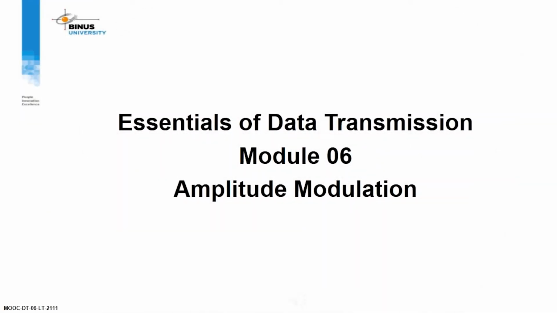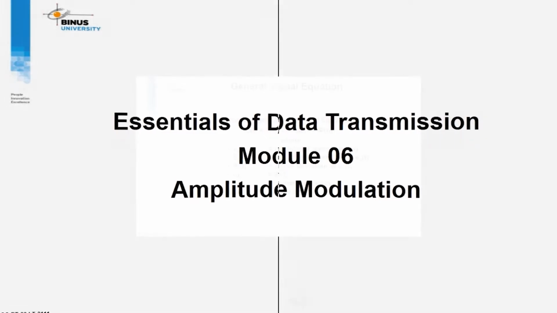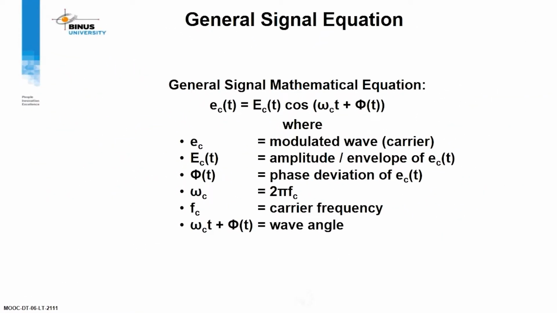Essentials of Data Transmission. Module 6. Amplitude Modulation. General Signal Equation. This slide shows the general signal mathematical equation.